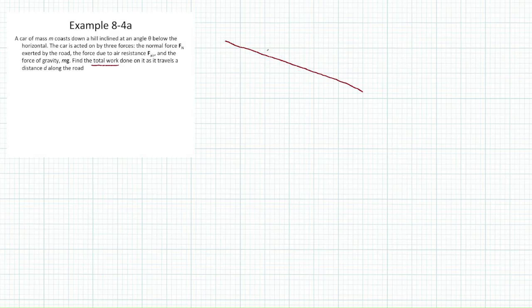So here's our car right here. And in fact, I'm going to make it a red car with black wheels. My pen is a little inaccurate today. Okay, there's a car going down the road. And we've got a couple of different forces. We have the normal force. That's this right here. We've notated it as just a capital N, but F sub N is very common as well. We have the force of the air.